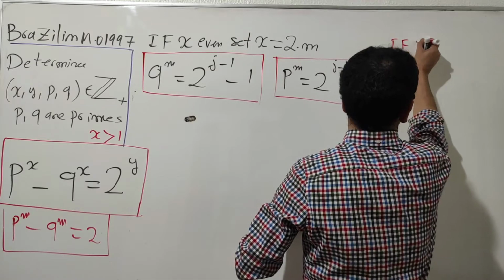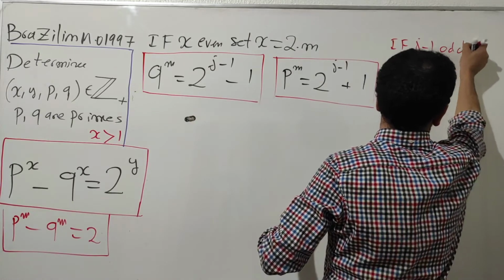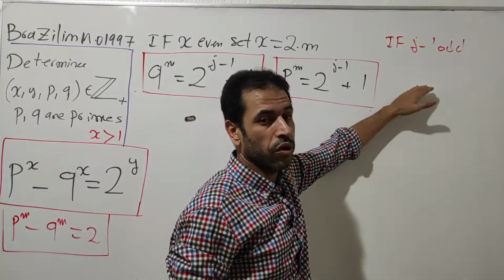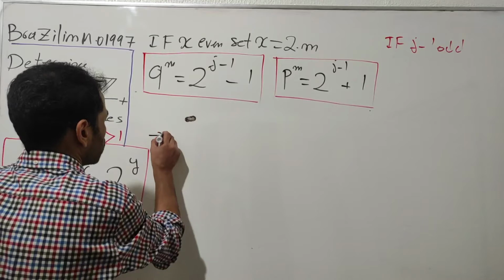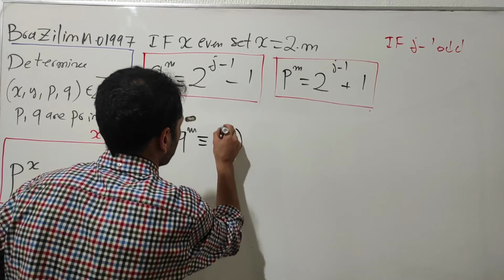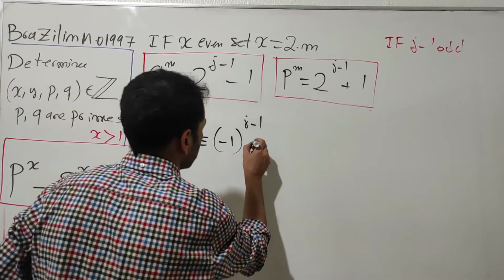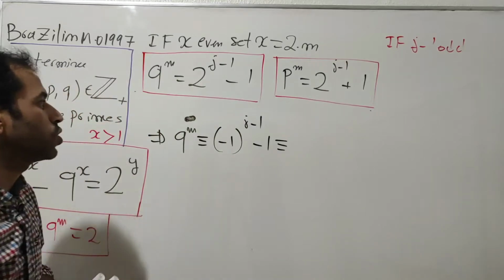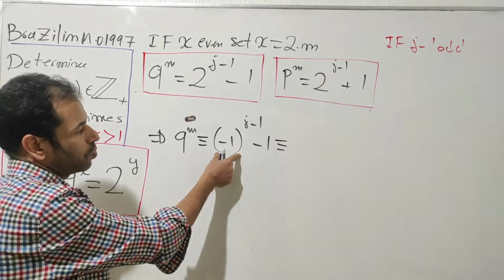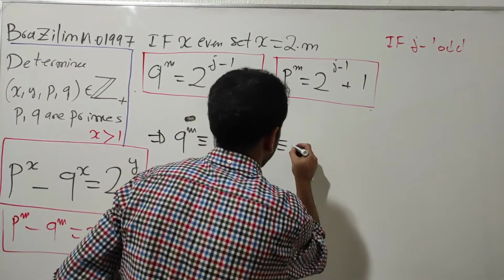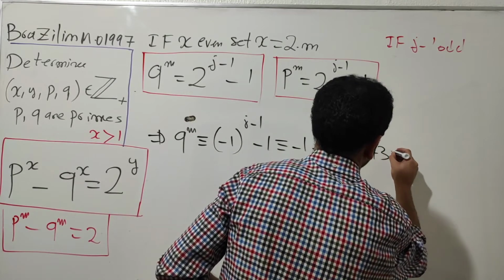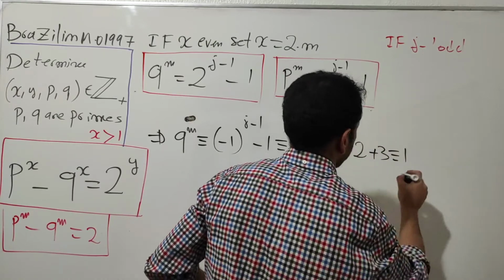If j minus number 1 is odd, I'm going to reduce both of the equations to mod 3. Okay, so I get the following. By reducing the first equation, I get q to the m is congruent to minus 1, all raised to the j minus number 1 as an exponent, minus number 1. Clearly, since we get j minus number 1 as an odd exponent, this minus 1 in turn turns into minus 1. With this minus 1 becomes minus 2. Then adding number 3 here is going to give us number 1 mod 3.